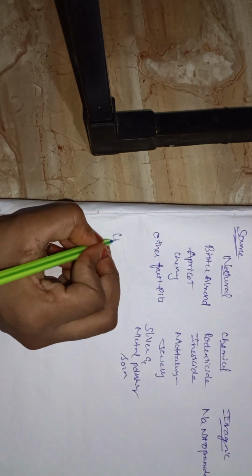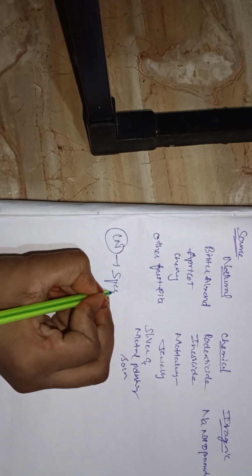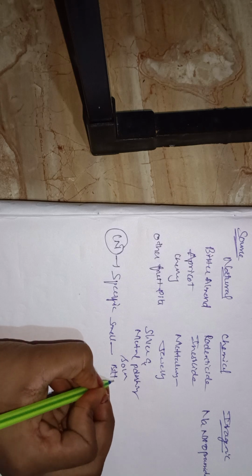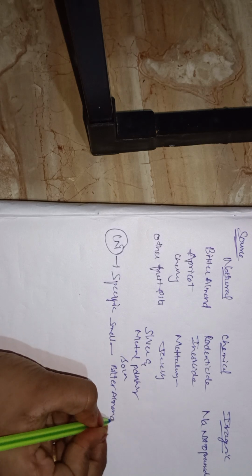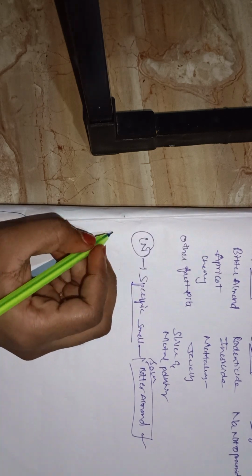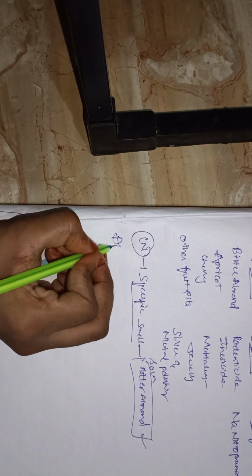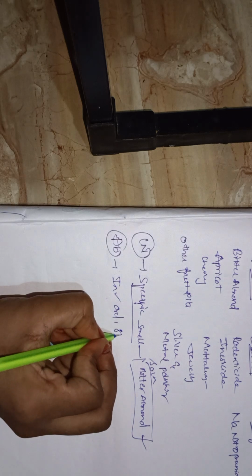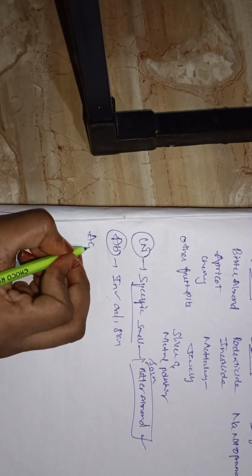Cyanide has a specific smell, which is bitter almond. Generally, 20 to 40% of people cannot perceive this smell because it is X-linked recessive sometimes. Okay, cyanide has a specific smell called bitter almond. Next, the routes of absorption: inhalation route, oral route, and skin route. All these are routes.